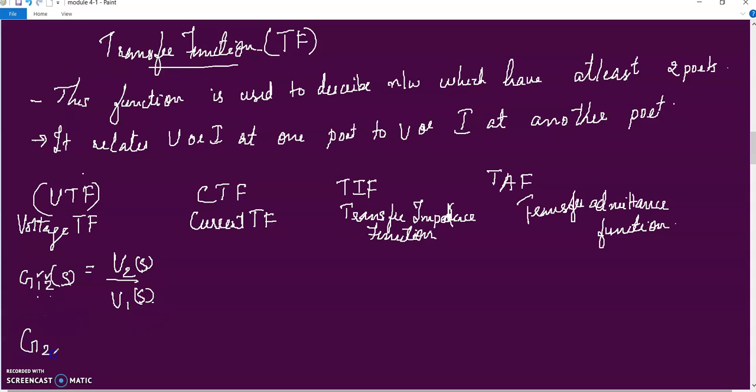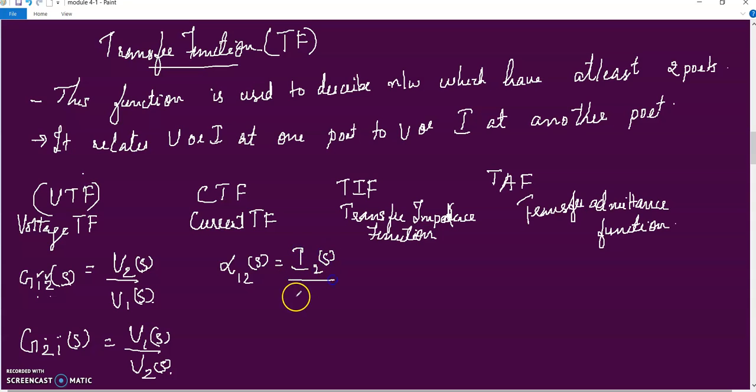Now we have G21 of S. This is the input, this is the output, so we can write it as V1 of S by V2 of S, where V1 of S is the output. Now we have current transfer function. Current transfer function is represented using alpha. Alpha 12 of S is equal to I2 of S by I1 of S.